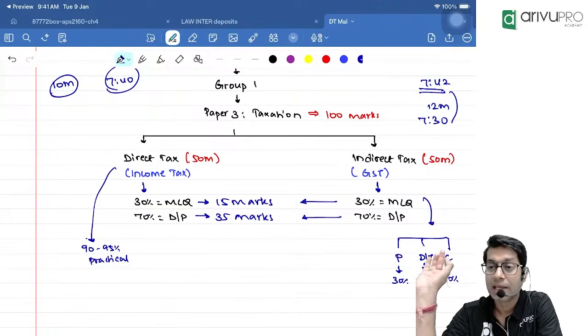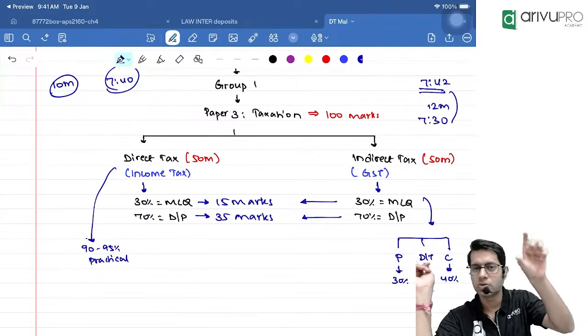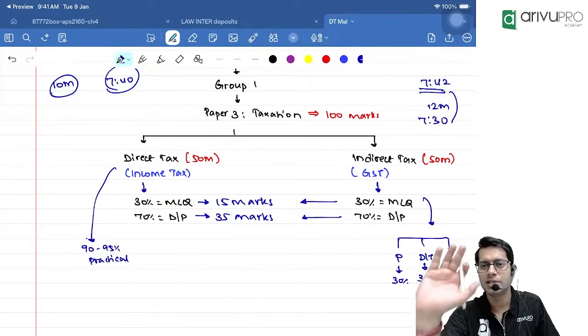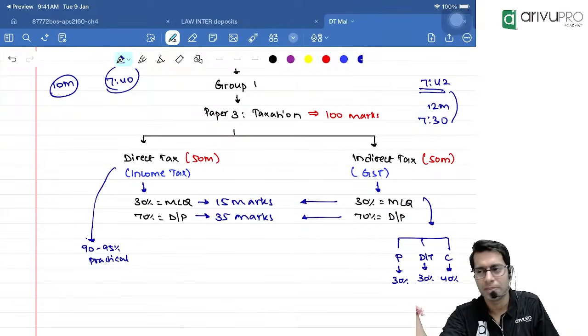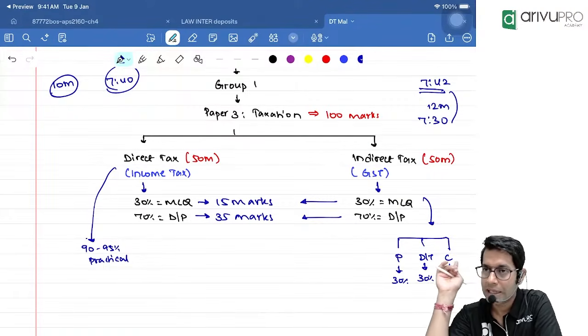Then you have case study based. Case study based means they'll give a story to you. They'll give a story telling this person has sold this goods, etc. Using this, tell me whether GST is applicable, not applicable, or supply, not supply, etc. We'll study. When we study, we'll understand what I'm talking about. So here case study based questions will be there.